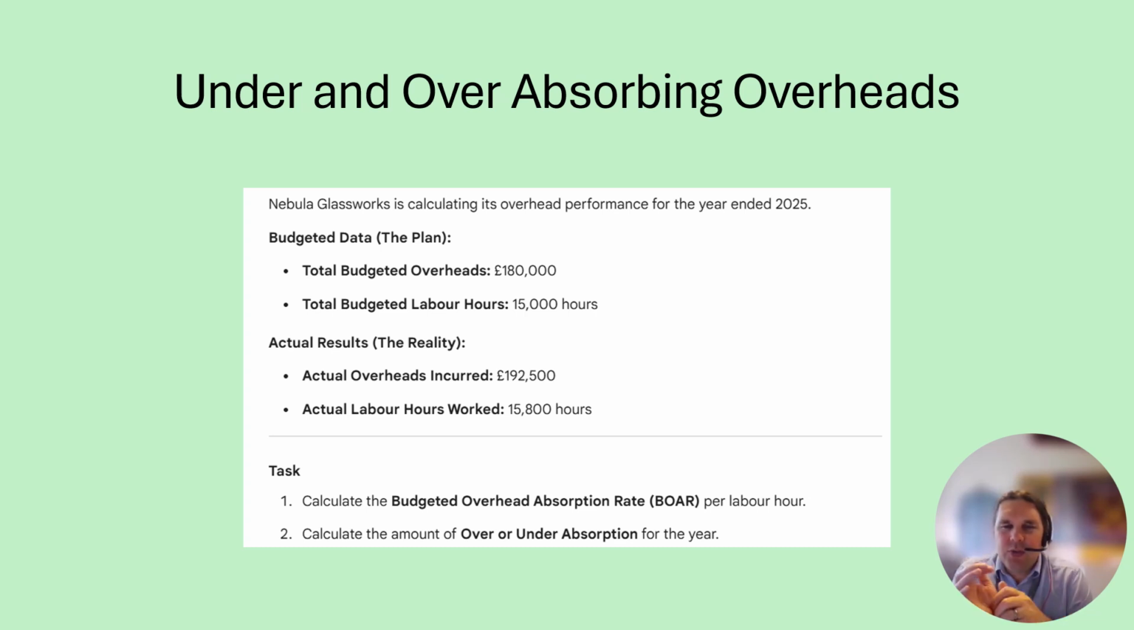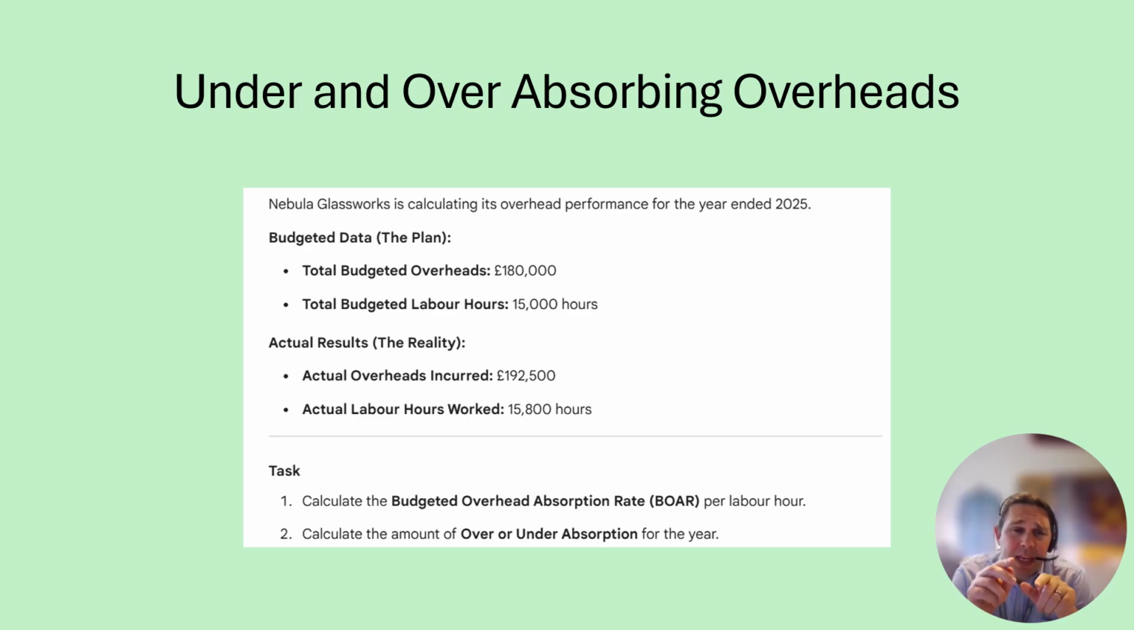Okay, so just a quick video on under and over absorbing overheads, which is a topic that students sometimes get confused by, which is understandable. It's a bit awkward. I think one of the key premises of this is you have to look at budgeted figures. So you start with your budgeted, your BOR, so your budgeted overhead absorption rate, and then you look at whether you have under or over absorbed based on that figure.